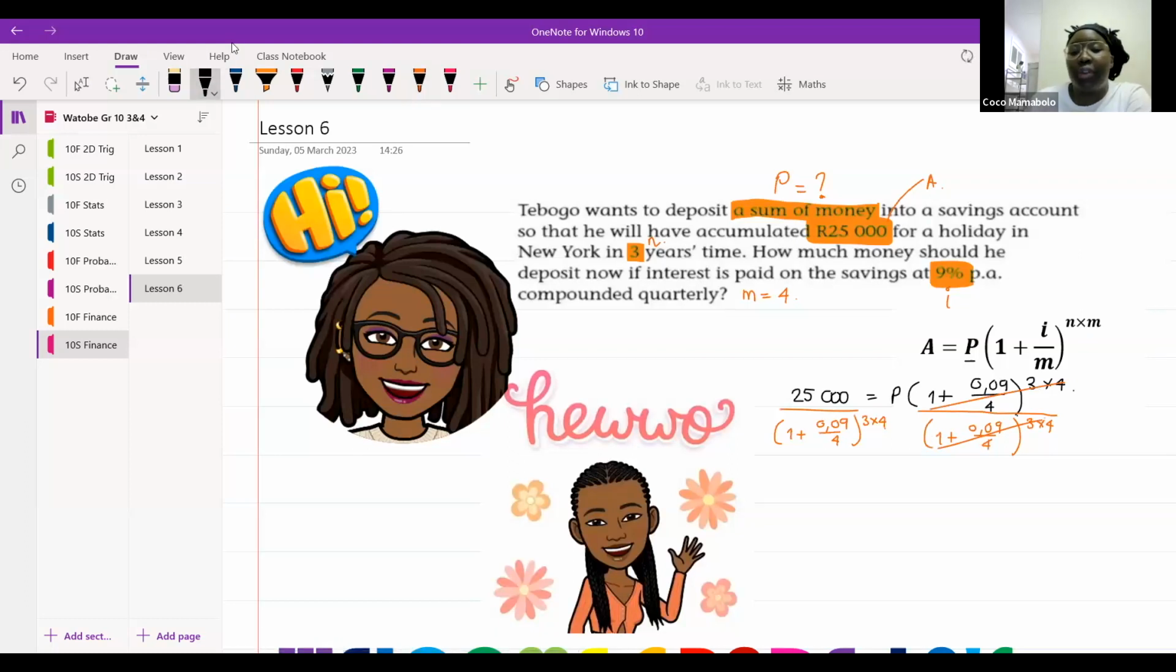Who can give me an answer for P, guys? P is equal to, Offense is saying, why is M equal to 4? Because it's compounded quarterly. And when it's compounded quarterly, M is equal to 4. All right, anybody got an answer for me?